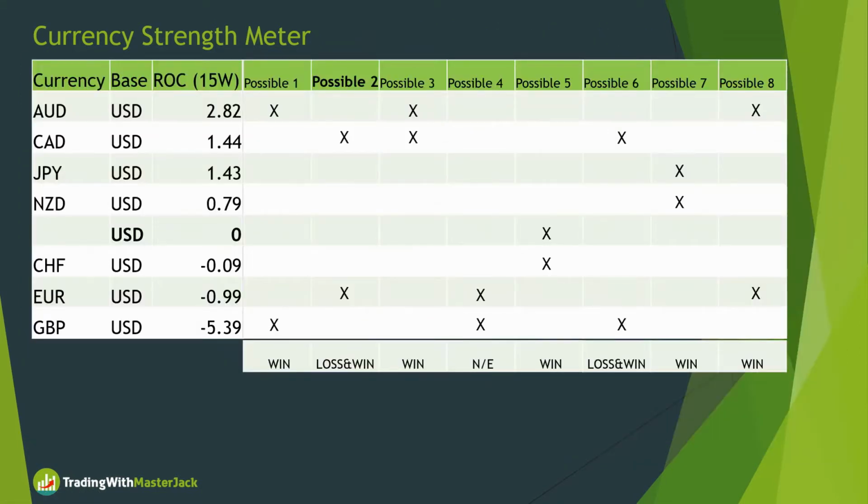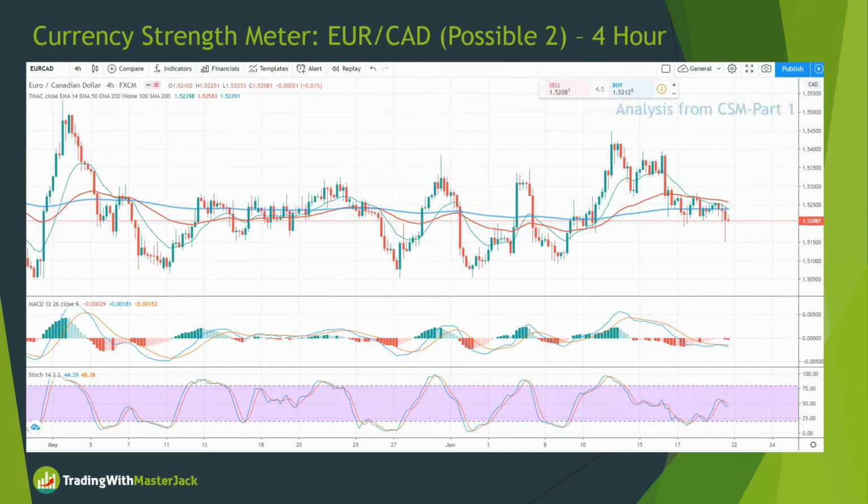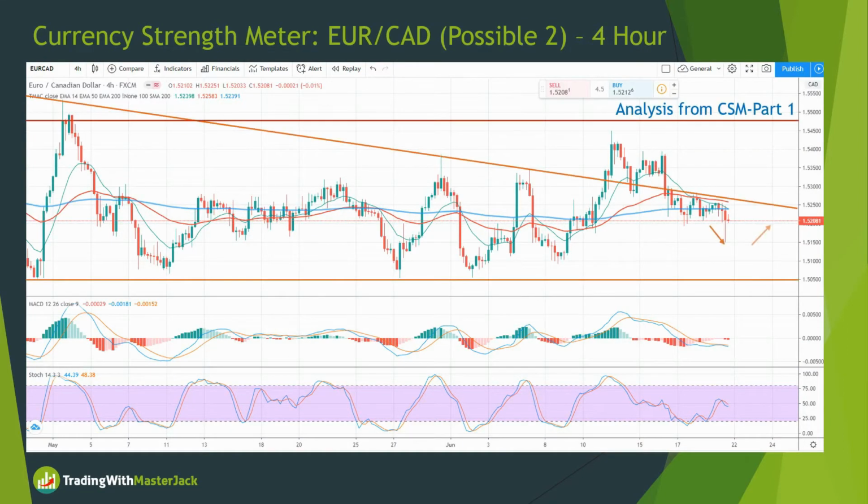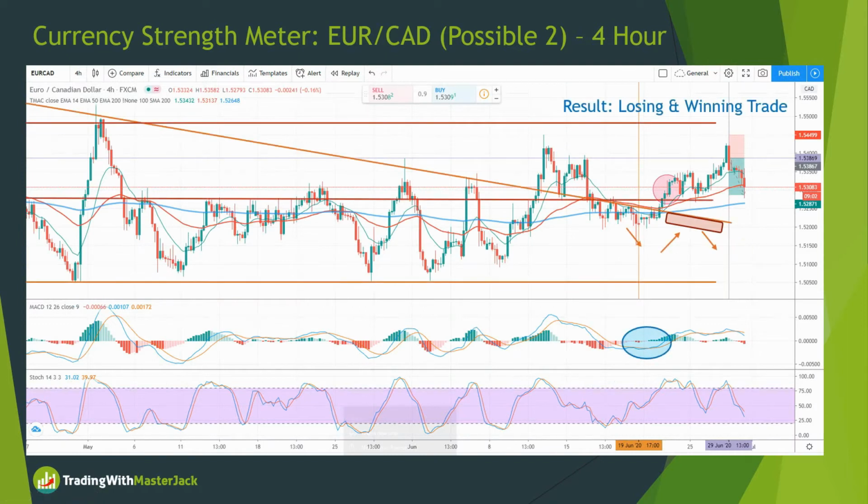Now to our second possibility, our second trade that I had. It was the euro and the Canadian dollar, which was a lose and a win. There's our analysis from the currency strength meter part 1. I was hoping to enter into my position over here, going short against the dynamic resistance. And this also had an indication that it was still going to be going down before it went up. And then we can see what actually happened.